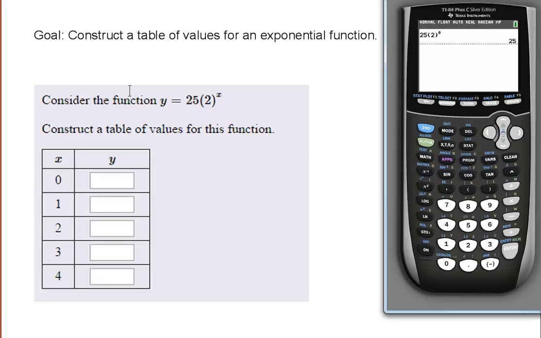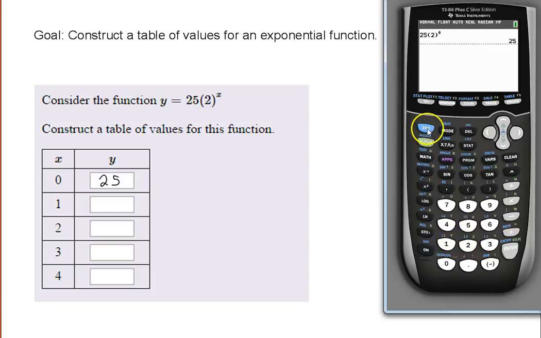So I'm going to record that as my first value. And that makes sense because if you remember from previous lessons, raising a number to the 0 power evaluates to 1. So this is really 25 times 1. Okay, 25 times 2 to the first power.